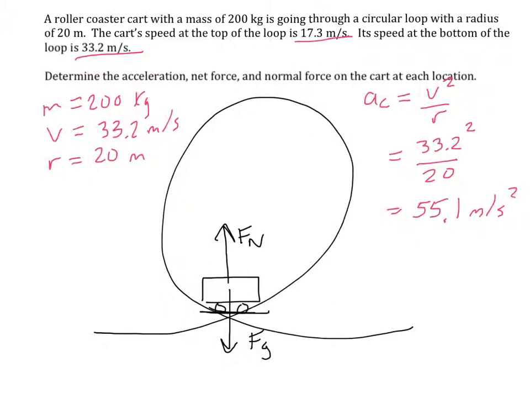These don't seem like realistic numbers for an actual roller coaster. That's about 5 G's at the bottom. That seems a little high to me, but maybe not. Anyway, that's the acceleration of the cart at the bottom of the track.